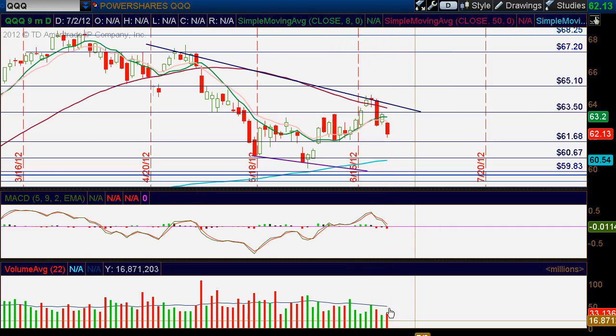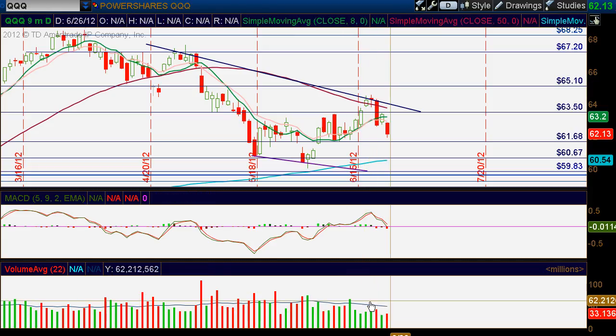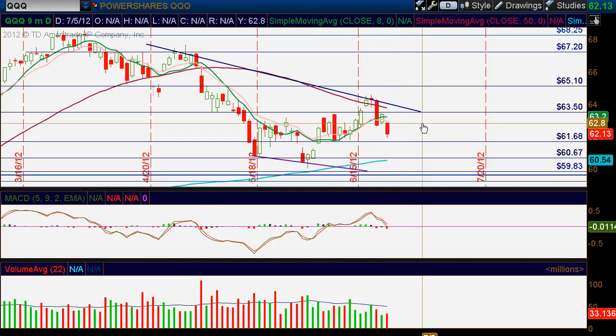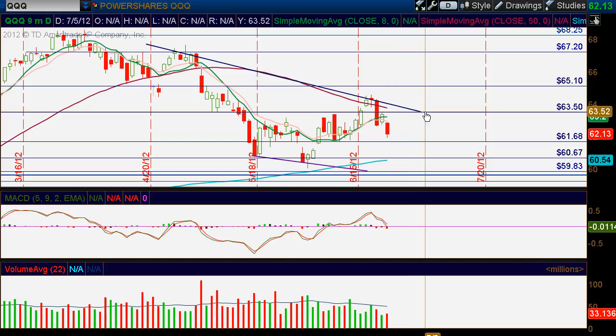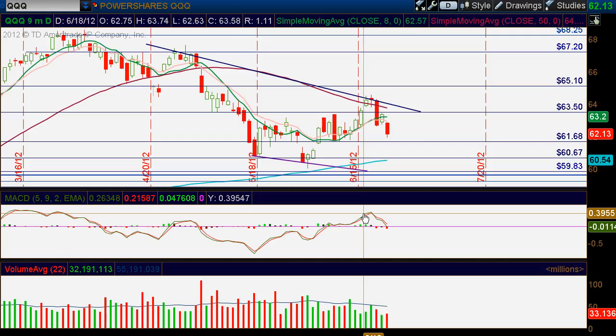And then volume, not very impressive, lighter than the previous bars. So we're trading on kind of small volume right here, light volume, nothing significant. But the most important thing for you would be those areas of support and resistance, 63.50, 61.68, and then 60.67, and the MACD, of course, which is our friend.